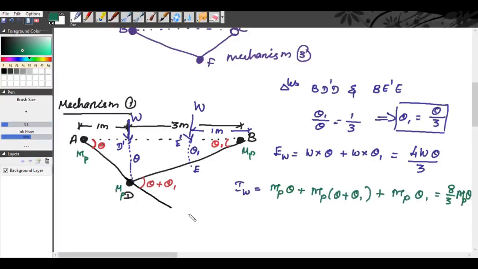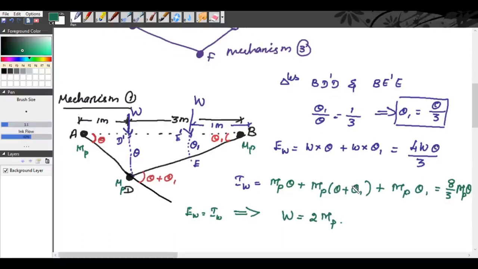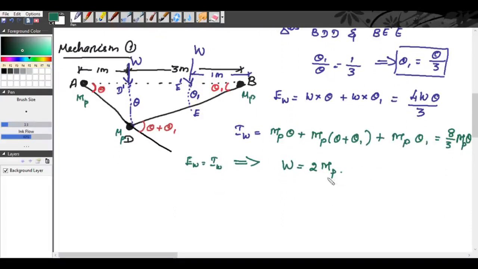Now we can equate external work done to internal work done, from which we get our collapse load W equal to 2 times MP. You can replace this W by WC, where WC means collapse load. So WC is equal to 2 times MP. This is our collapse load as per the first mechanism.